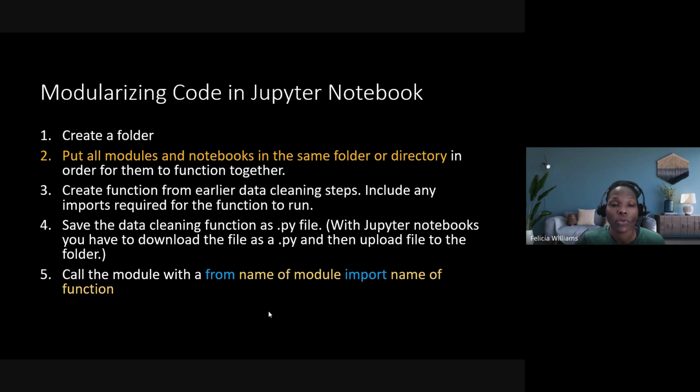Step 3, we're going to create a function from earlier data cleaning steps from the previous video, and I'll bring that Jupyter Notebook up and we'll step through that exercise. Number 4, we're going to save the data cleaning function as a .py file and load it back into our folder. And then number 5, we're going to go ahead and actually use our module. It'll be quick and easy, one-step data cleaning.